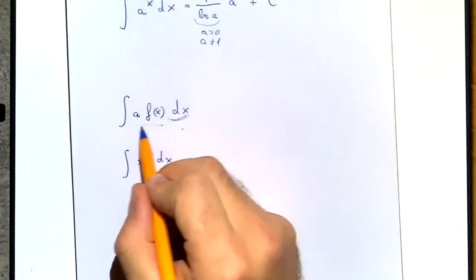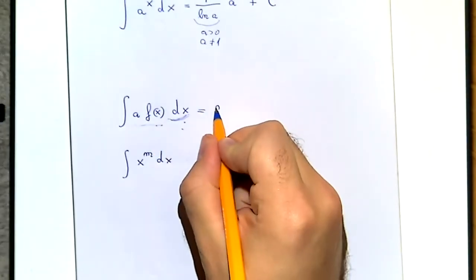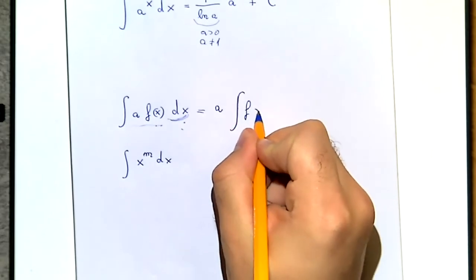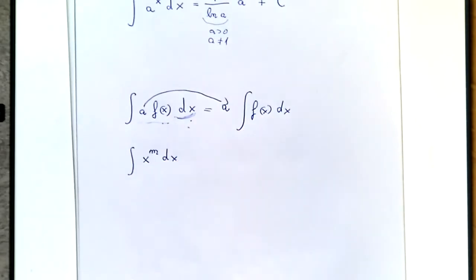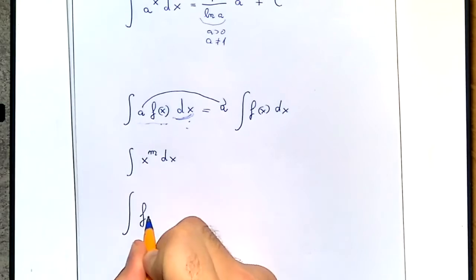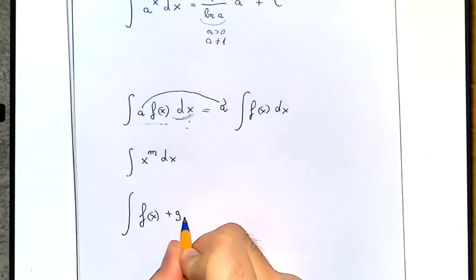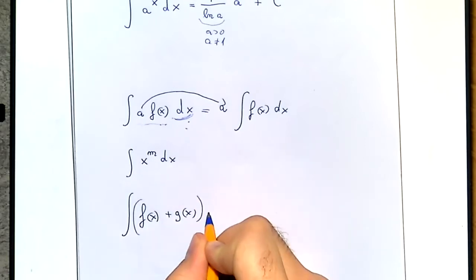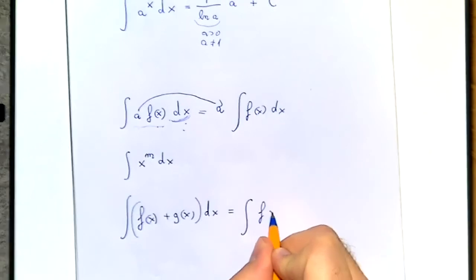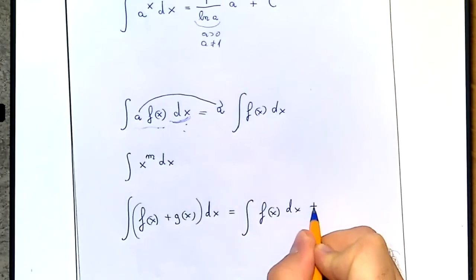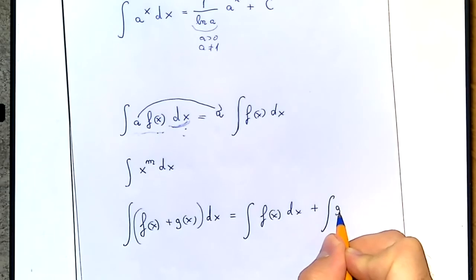But if you have something like a f of x, this is just equal to a integral f of x dx. So the constant jumps in front of the integral. You don't need to worry about that. And just like derivation, if you have integral f of x plus g of x, so like a sum of it, you can just split it. You can just integrate each of them on its own.